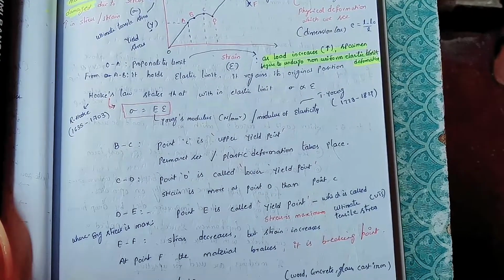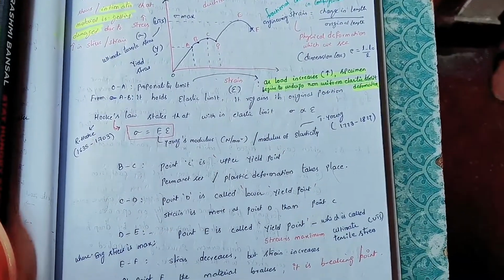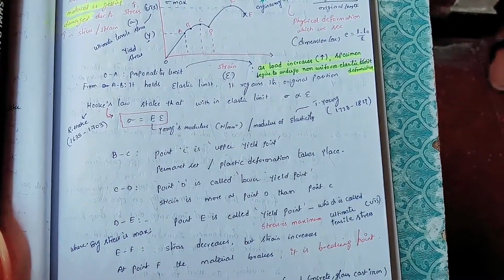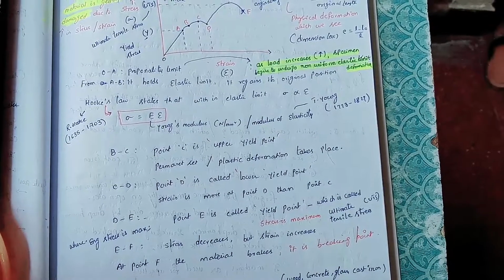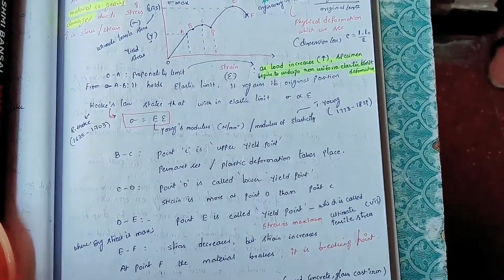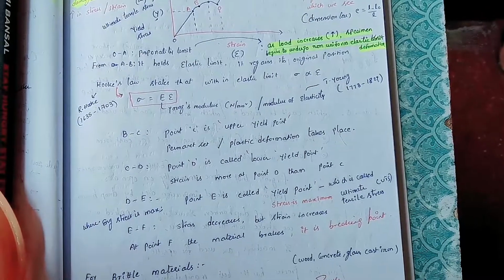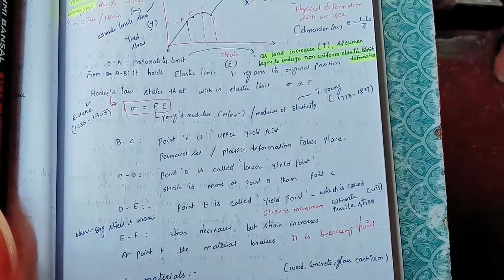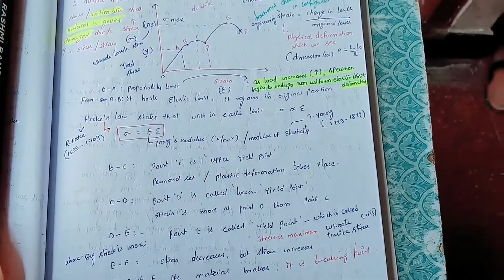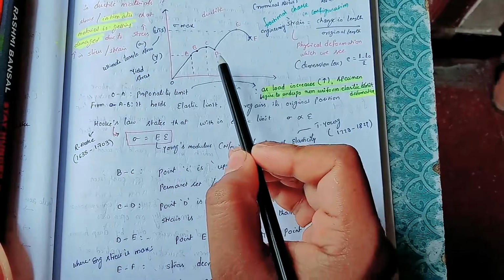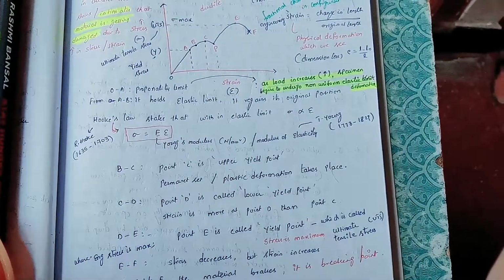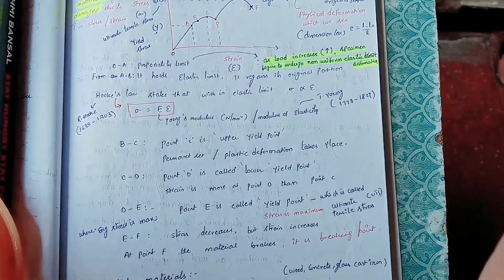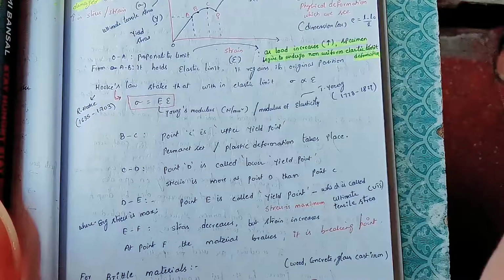From B to C, point C is called the upper yield point. It's a plastic deformation, where from B to C plastic deformation gets started, and it widely takes place in the portion of B to C. From point C to D, D is called the lower yield point. Strain is more at point D than at point C. We can see that the curve is deeper at point D than at point C. So it's also a plastic deformation, absolutely no doubt at all.